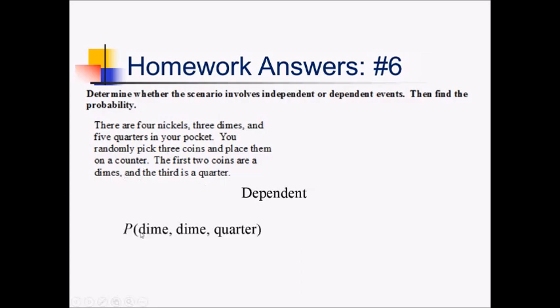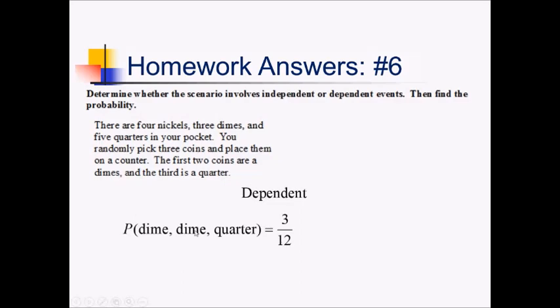So the probability of the first dime, well, let's take a look at our total possibilities. There's 4 nickels, 3 dimes, and 5 quarters. 4 plus 3 is 7, plus 5 is 12, so that's 12 total possibilities for that first dime, but only 3 of those are dimes. So we have a 3 out of 12 chance of getting a dime the first time around. How about the second time around?